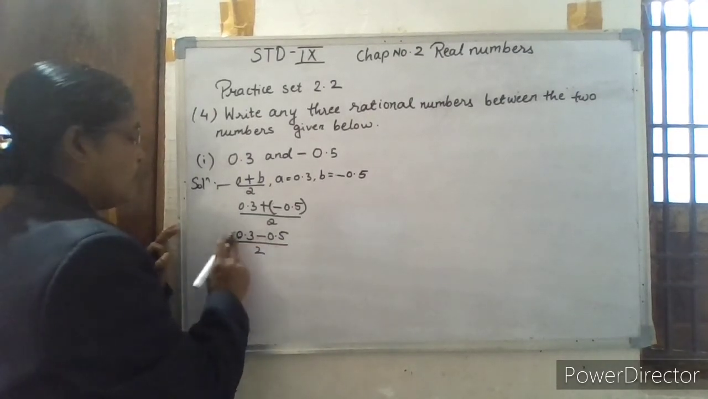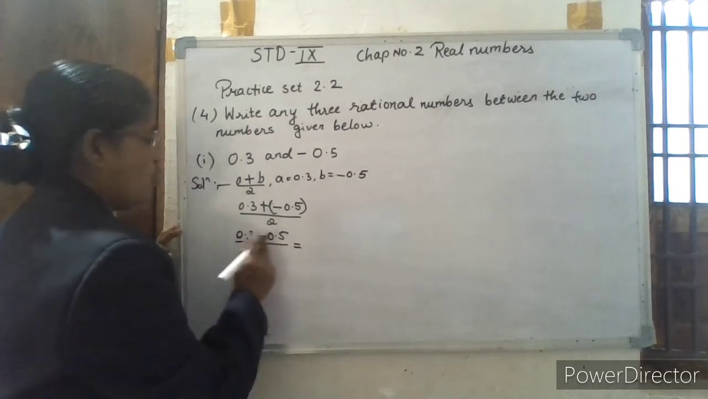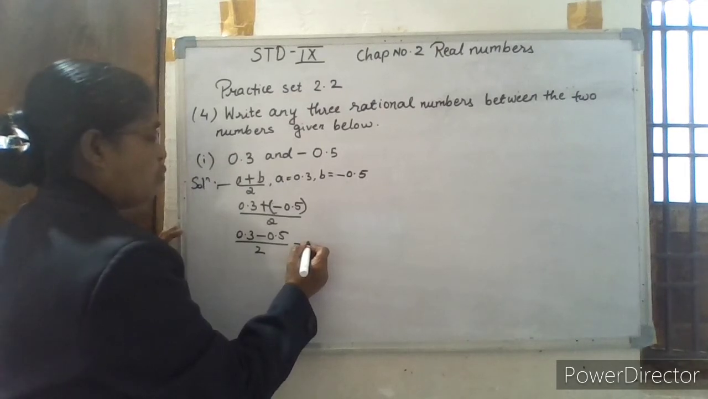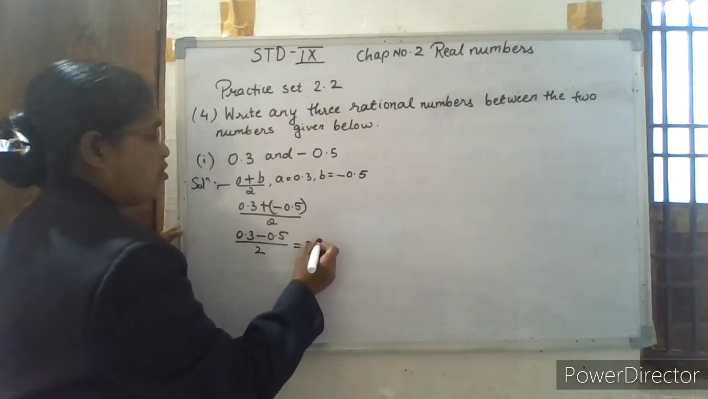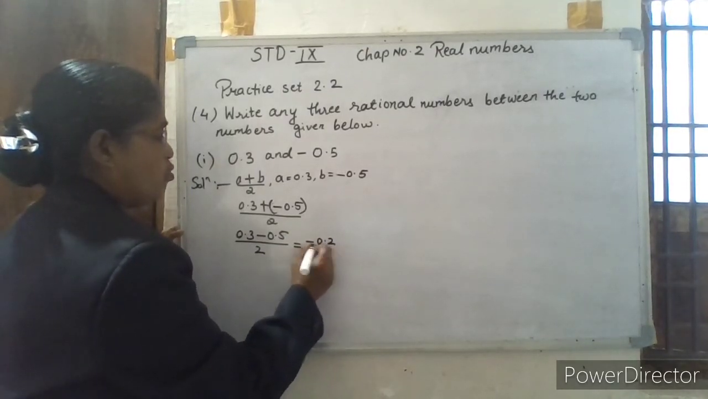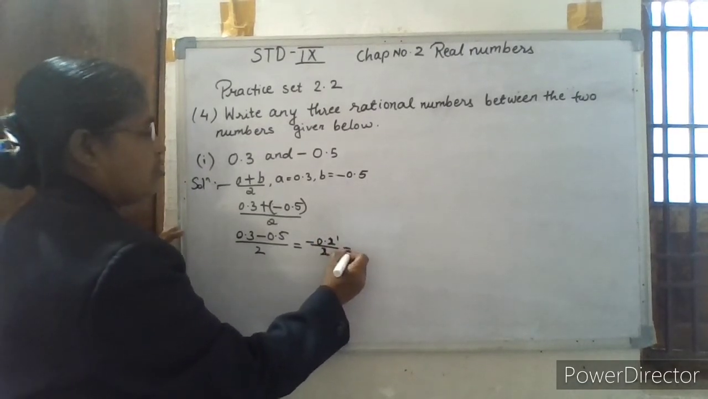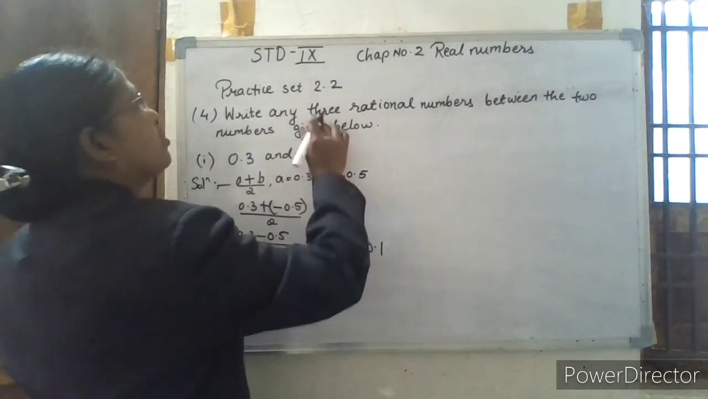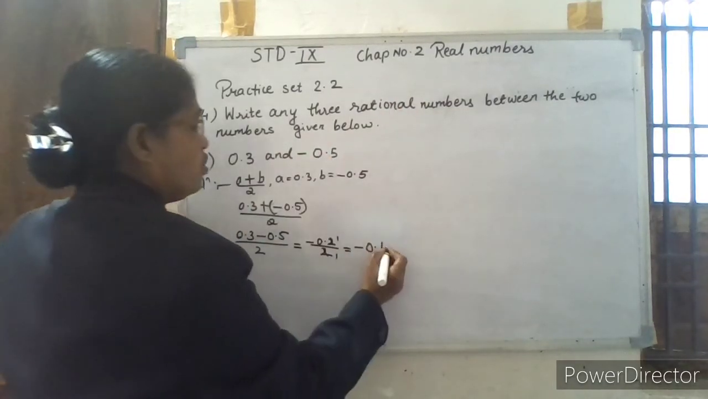So, here both the signs are different. Subtract and put the sign of the greater number. This is the greater number. So, 5 minus 3 is equal to 2. So, it will be the minus sign of the greater number. So, it is minus 0.2 by 2. 2 ones are cancelled. So, it is equal to minus 0.1. We have to find any 3 rational numbers between these 2. So, this is the first one.